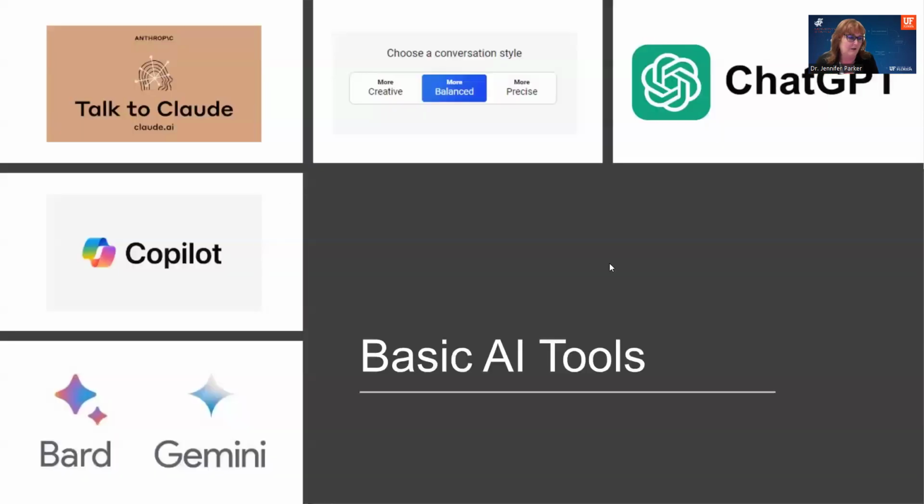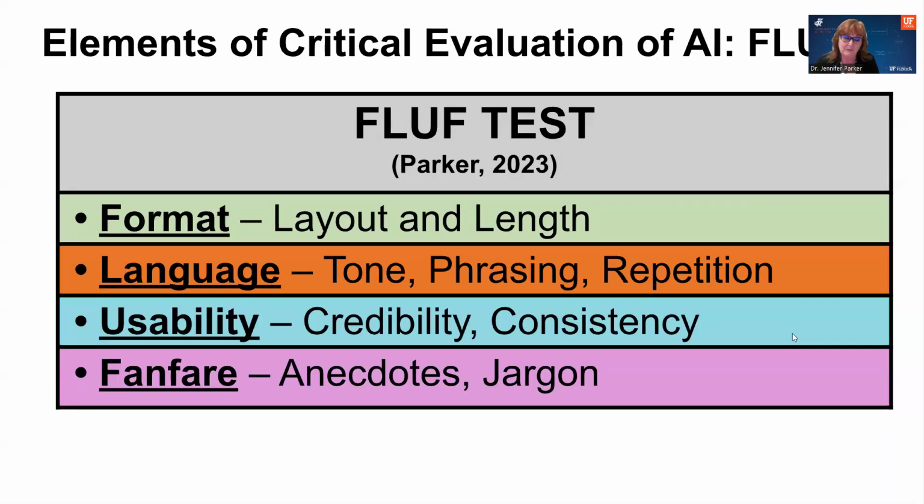With everybody talking about AI and all these great tools out there for our use, like ChatGPT and Copilot and more, it can be as simple as a Google search. However, just like with a Google search, you need to realize that you've got to critically evaluate what you get with that generation, and hence enter the FLUF test, where you're going to look at format, language, usability, and fanfare.